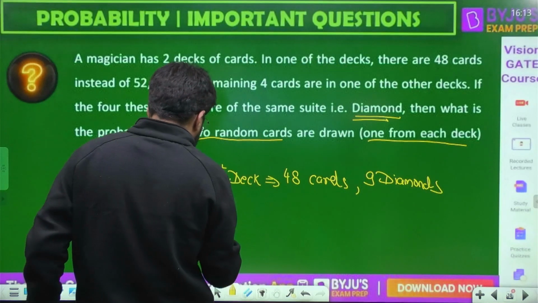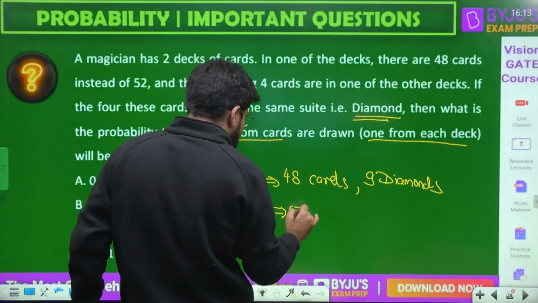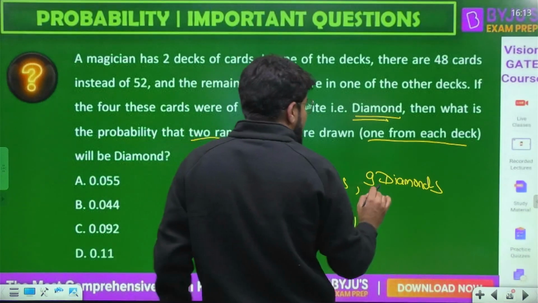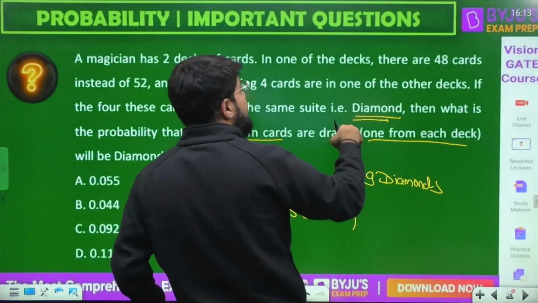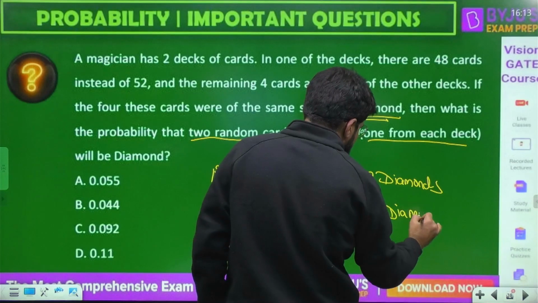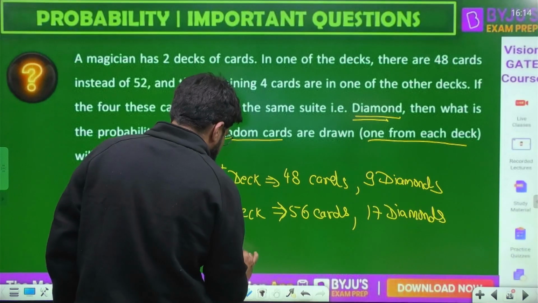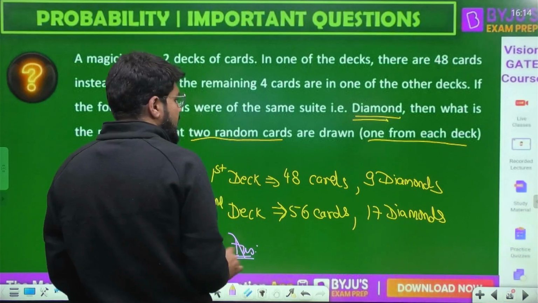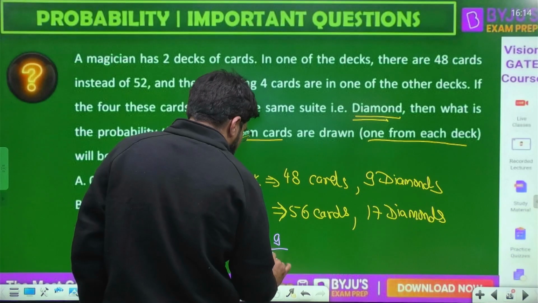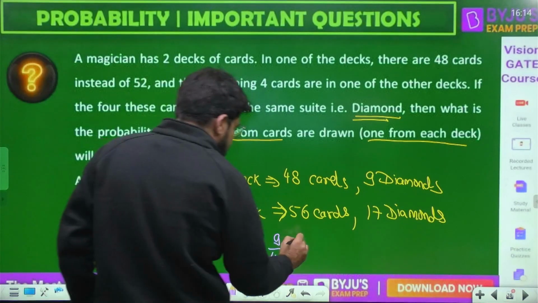But if I talk about the second deck, it has 4 extra cards, so that becomes 56 cards. Diamonds are 13, but here there will be 4 extra diamonds, so there will be 17 diamonds. That is how you will frame your answer. The probability for first diamond is 9 by 48, favorable by total. The probability that the second also will be diamond is 17 by 56.